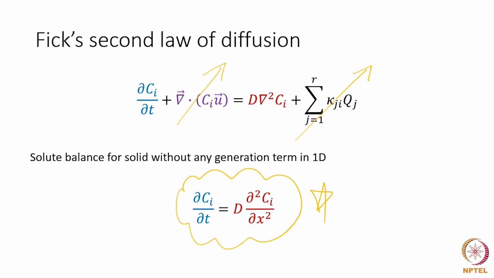Fick's second law is written as ∂Ci/∂t equals D times ∂²Ci/∂x² in 1D. If you wanted to write for multiple dimensions, you can do it by expanding the Laplacian operator here. This equation is what is seen in many of the textbooks. As you can see, before arriving at this simple form, many assumptions and simplifications were made, and many of them have to be kept in mind while trying to apply this equation to situations where those assumptions may not be reasonable.